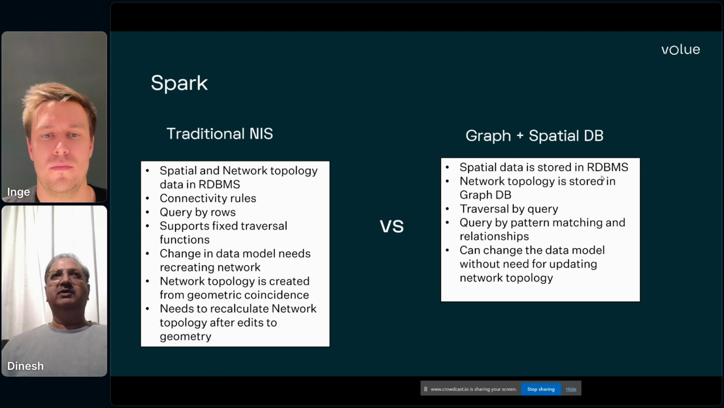When we do the traversal, we do it by query, which means we are not fixed to special functions provided by the system. We can create our own queries to traverse at any point of time. We query by patterns, not by telling exactly which object to traverse to next and then the next. We can just give a pattern in which it should be traversing. Then you can change the data model at any point of time without having to make any changes to the network topology. It just continues to work.